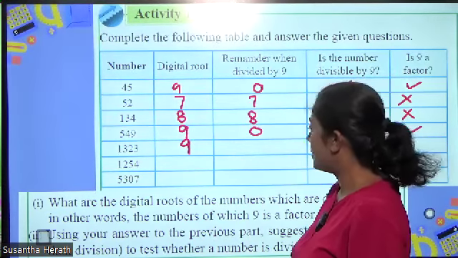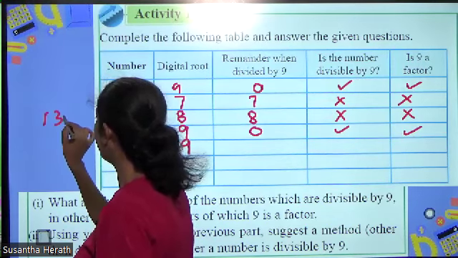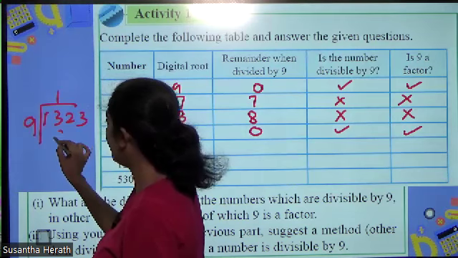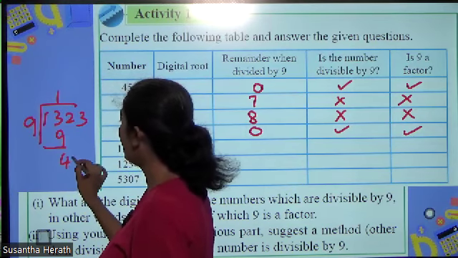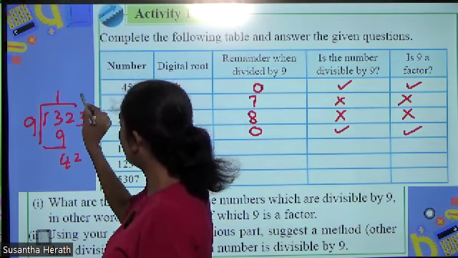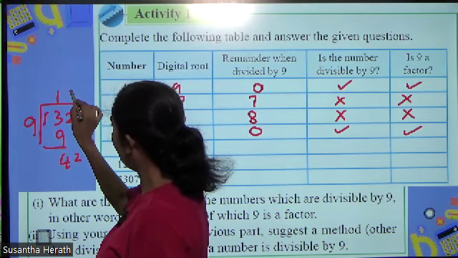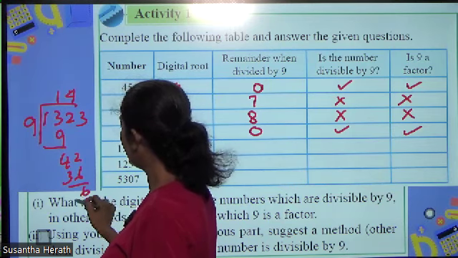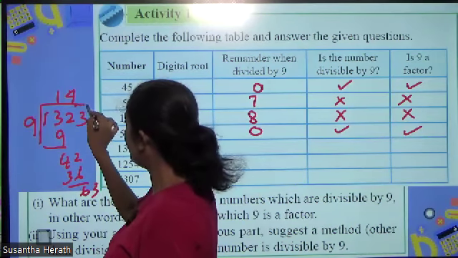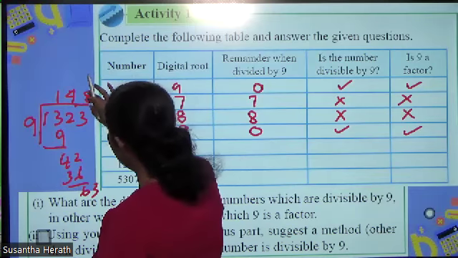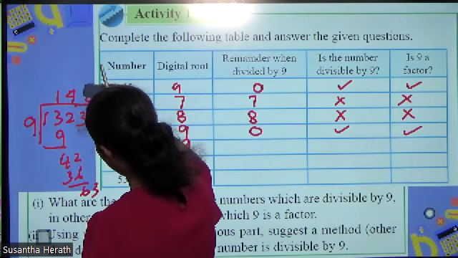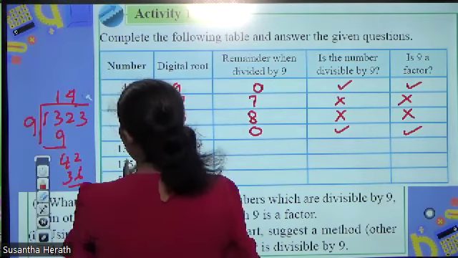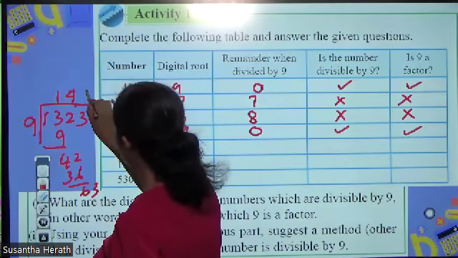Remainder when divided by 9. We'll see. 1323 we have to divide by 9. For 13, 1 nine is there. 13 minus 9, 4. 42. How many 9s? 4. 9 into 4, 36. 42 minus 36, 6. 63. How many 9s are there? Not 8, 7. Answer is 7 here.